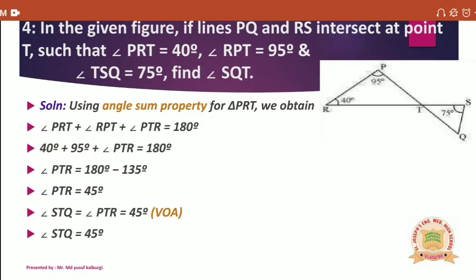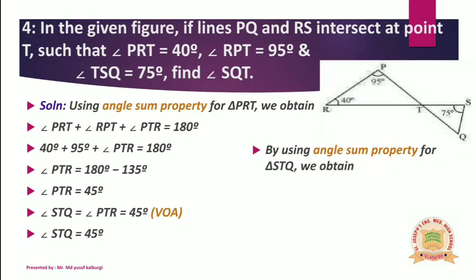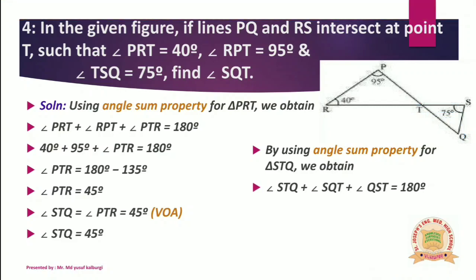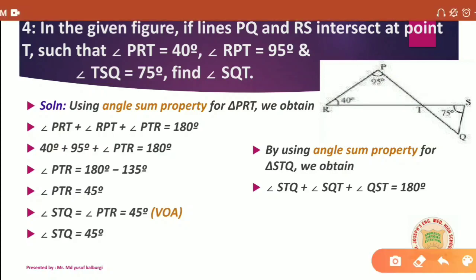So by using the angle sum property for triangle STQ, we can write angle STQ plus SQT plus TSQ or QST. You can take QST or TSQ, both are equal. So let us write that one. It is equal to 180 degrees. We know two angles here, one is QTS or STQ, and QST. QST and STQ we know.